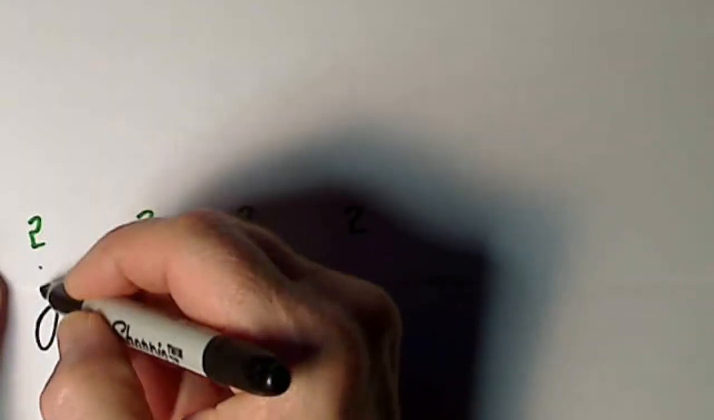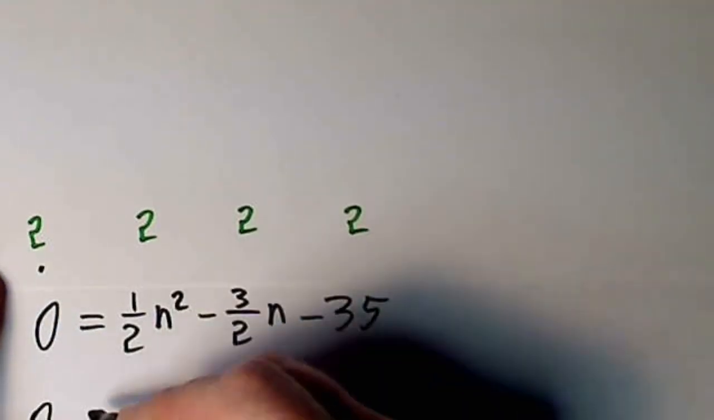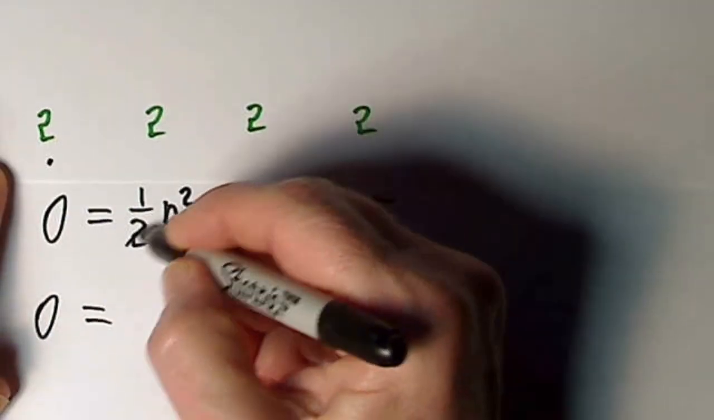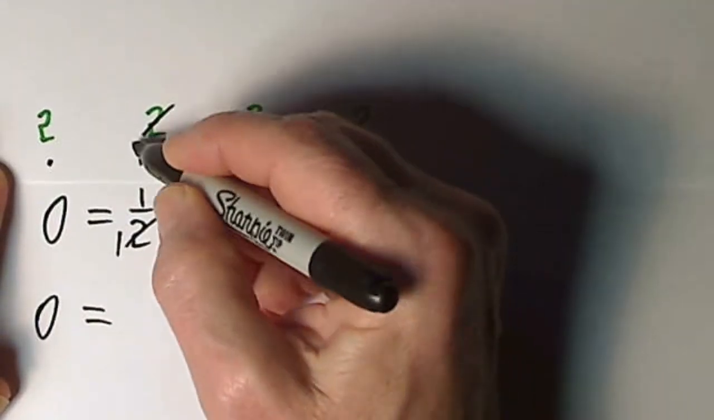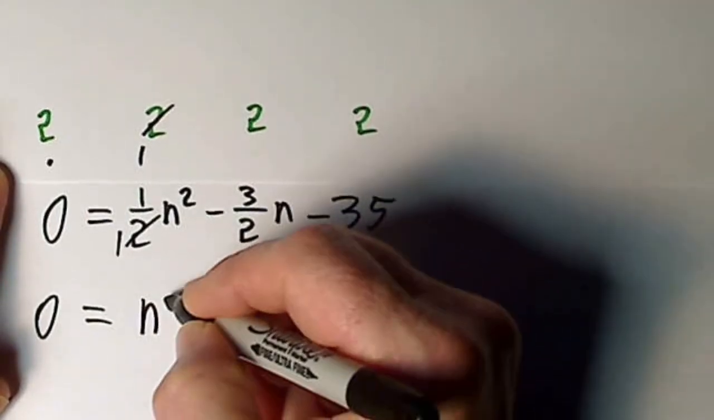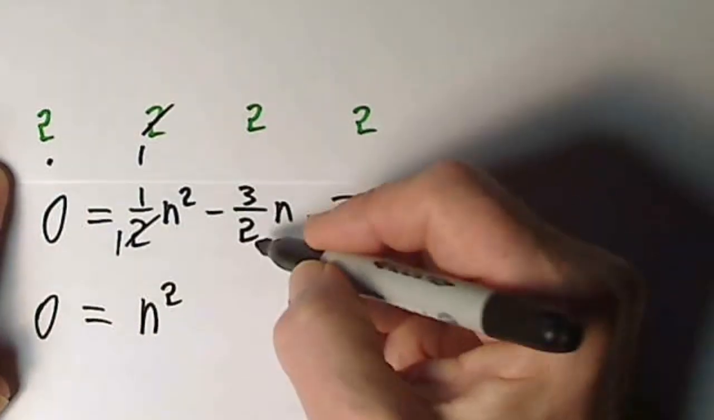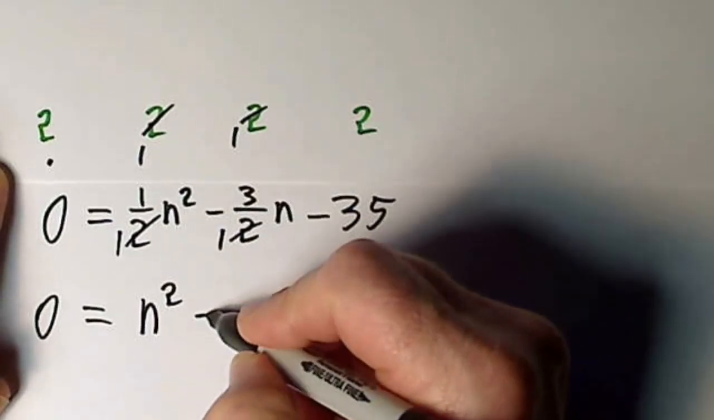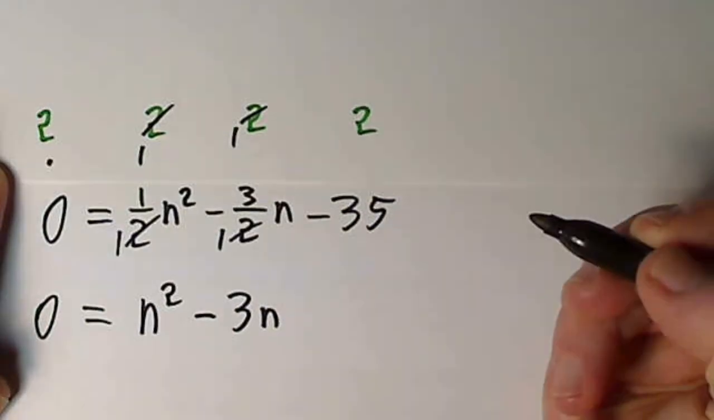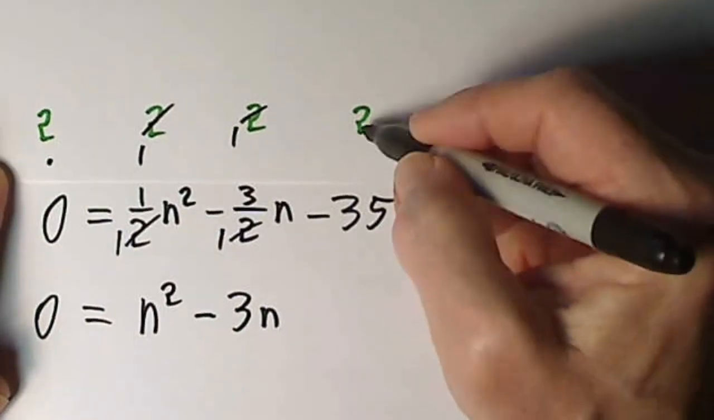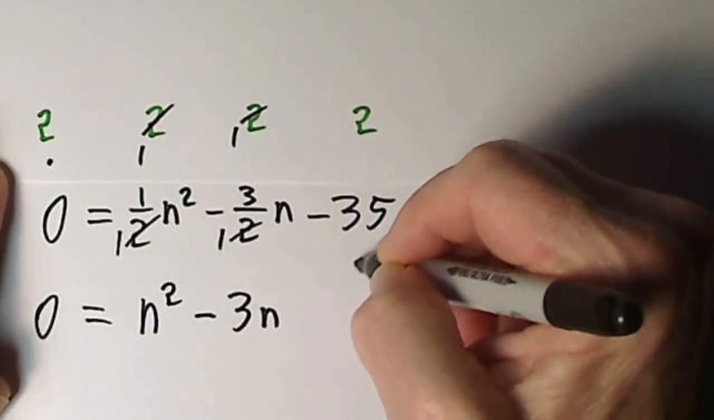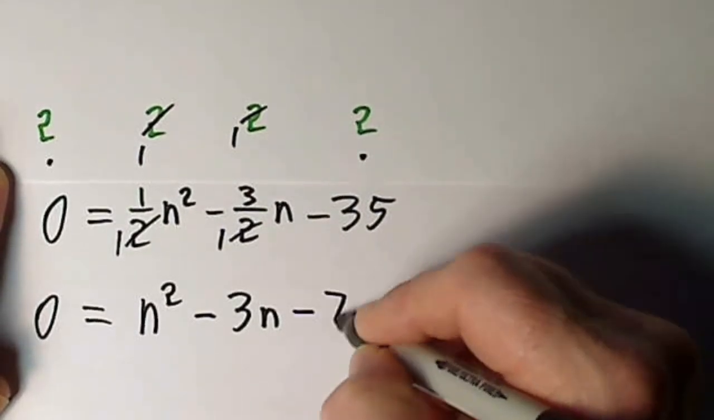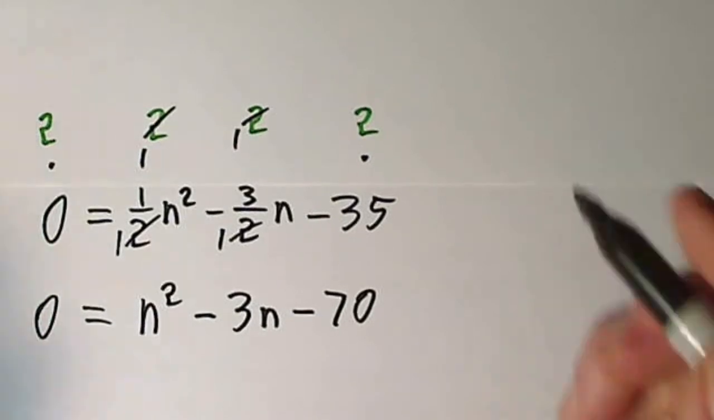Nothing reduces here, so 2 times 0 is 0. It's like I'm running off my paper here. 2 goes into 2 once, 2 goes into 2 once. 1 times 1 is 1. So you just have n squared. 2 goes into 2 once, 2 goes into 2 once. 1 times 3 is negative 3n. And nothing, I can't reduce because there's no denominator. So it's just 2 times 35. There's negative 70. Okay?